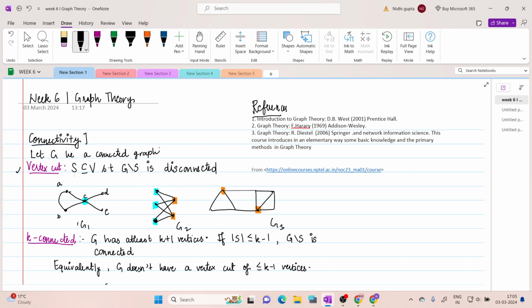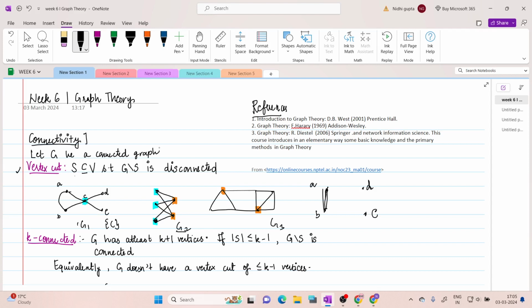So if we remove this vertex C, the resultant graph is like this, AB and DE. If we are removing a vertex and we can see that the graph is disconnected, therefore the vertex set containing just the vertex C is a vertex cut for this graph.